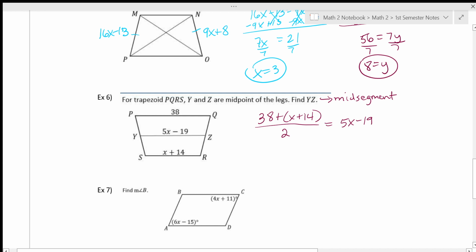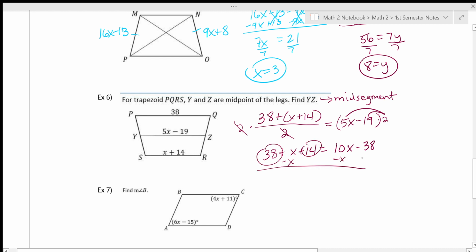Okay, which means that if I need to solve this for x, first thing I'm going to do, you guys, is get rid of my fraction. I'm going to multiply everything by 2. On this side, it's going to get rid of my fraction, so I will just be left with my numerator. And on the other side, I'm going to end up with 10x minus 38. Now make sure here that we double both pieces. Then I'm going to get my x's on the same side, and I'm going to combine these like terms here on my left side.